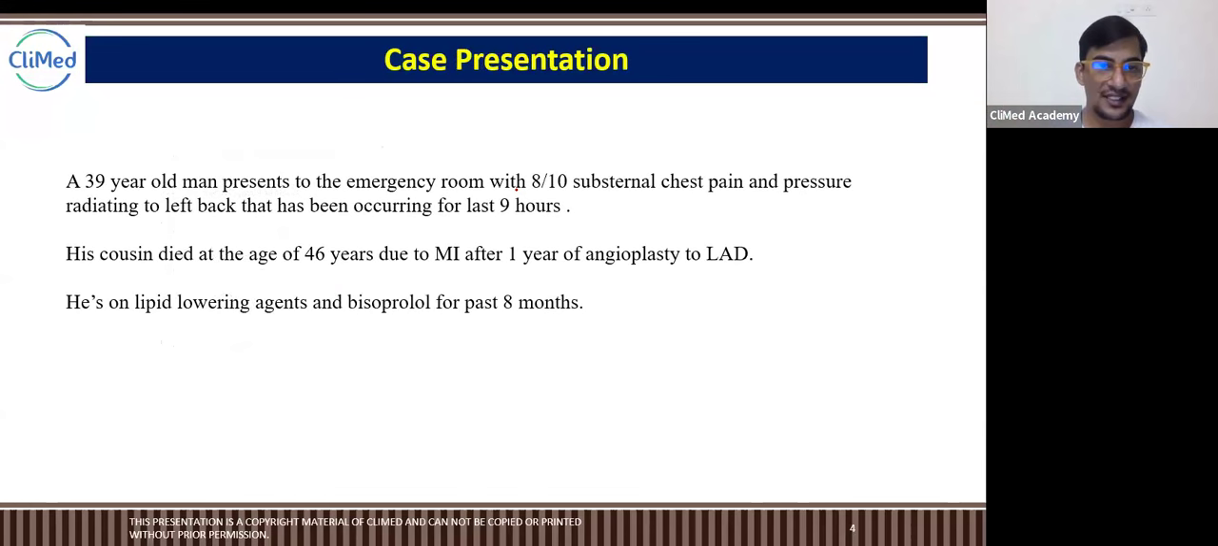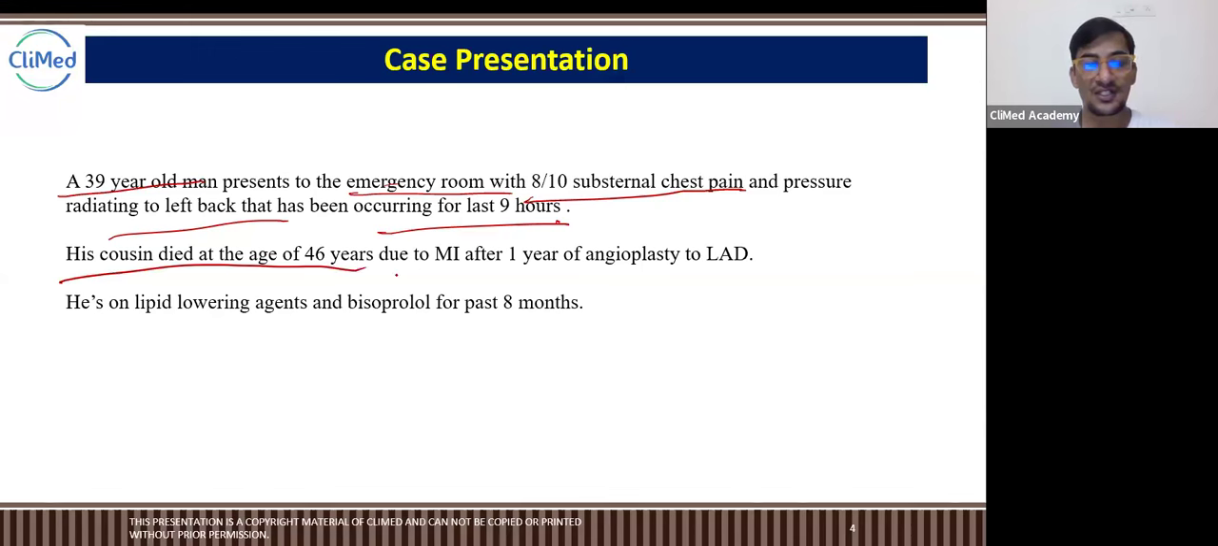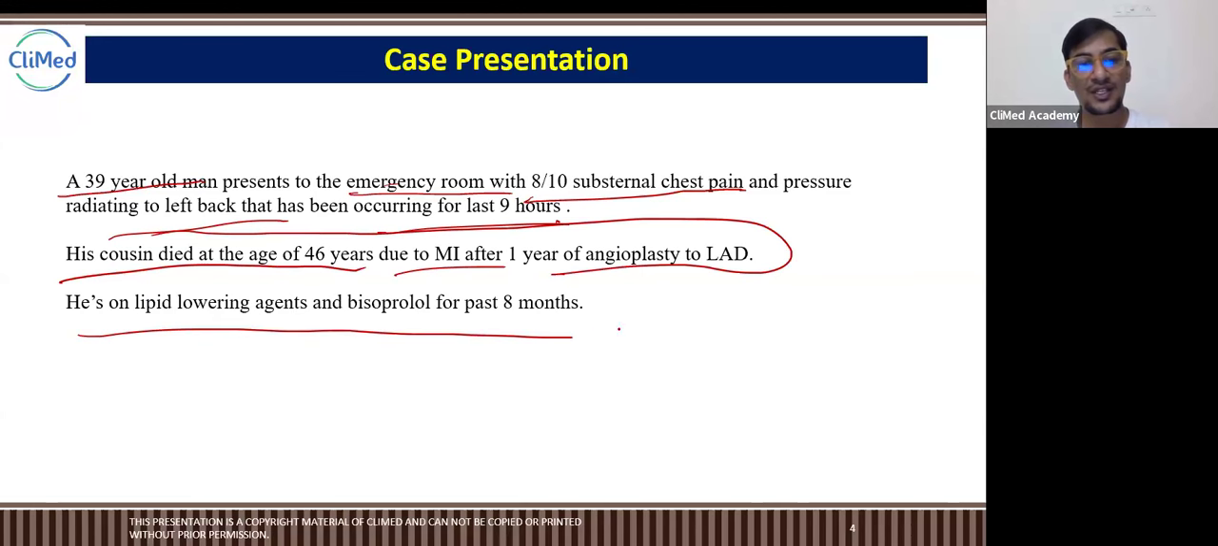So here is the case we are going to discuss, and I think I have discussed a similar thing. A 39-year-old man presents to the emergency room with 8 to 10 substernal chest pain, pressure radiating to the left back for 9 hours. I told 2 hours, so it's 9 hours. His cousin died at the age of 46 years, MI after 1 year of angioplasty LAD, right? He is on lipid lowering agents and bisoprolol for the past 8 months.